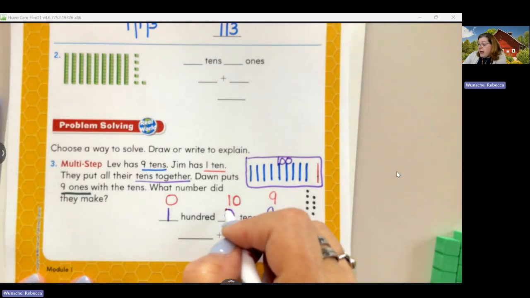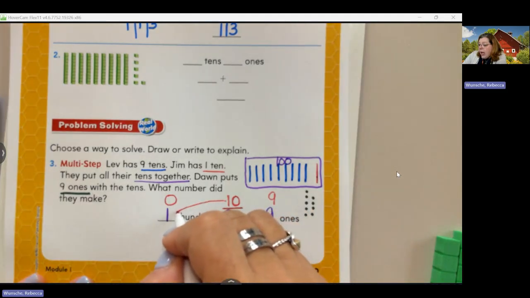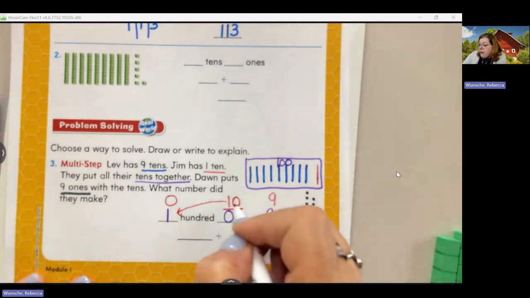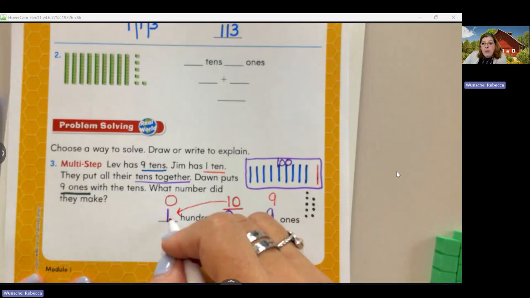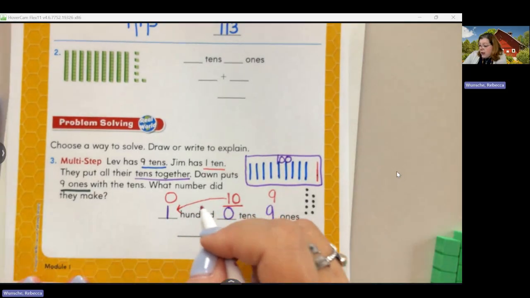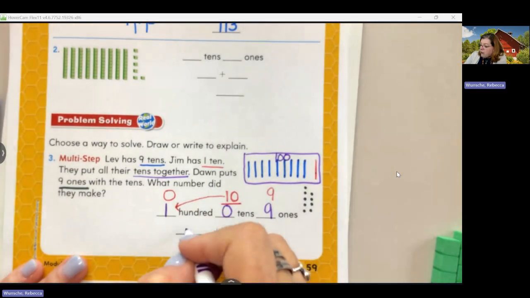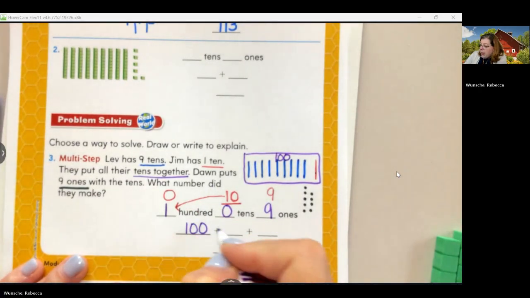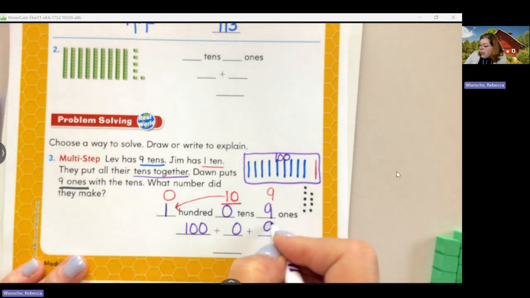Lucky for me, as a really smart first grader, I know that 10 tens makes 100. So I'm going to understand that those 10 tens that I had, they're going to go together and make 100. So if I'm going to write this like I have it here with my hundreds, I'm going to write that I have 1 hundred, 0 tens, and 9 ones.